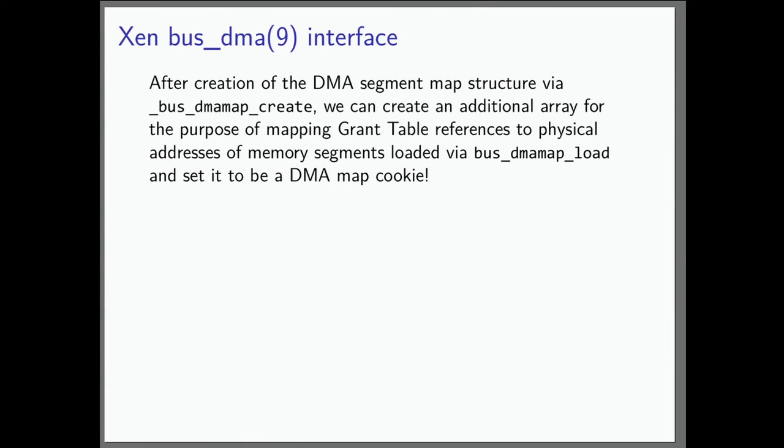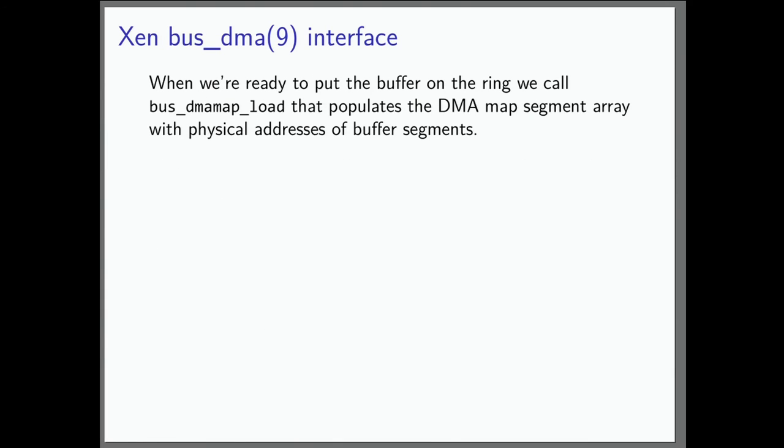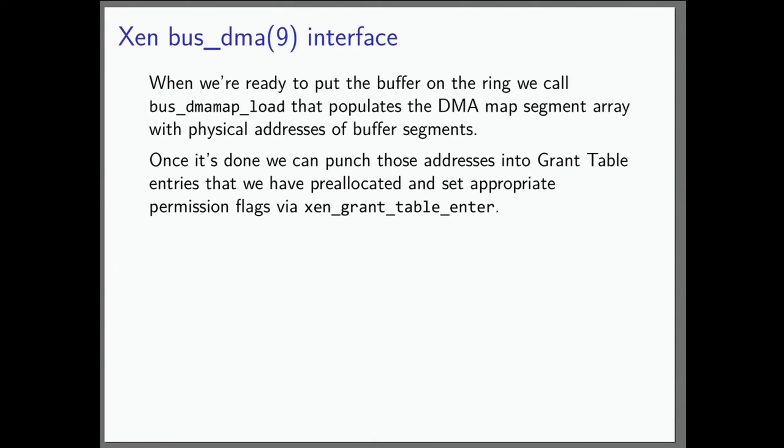And once we call BusDMA map create, we create the layout for the descriptor. I can also create a small structure that would hold pre-allocated references from the grant table. Once we pre-allocated these references and we loaded the buffer into the memory, we can punch in the real addresses that BusDMA load returned to us. We punch them into the references, grant table entries.